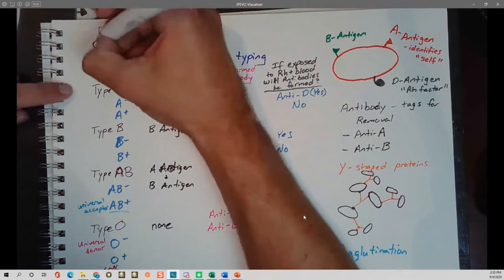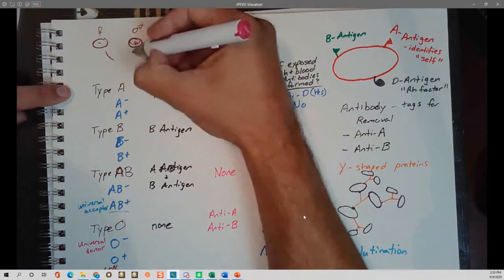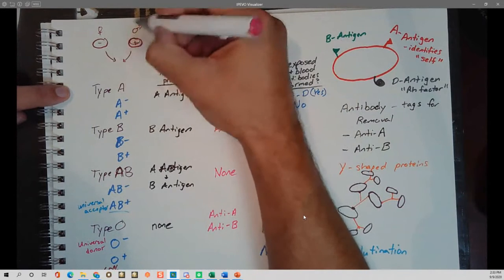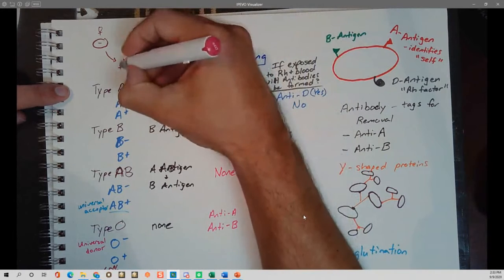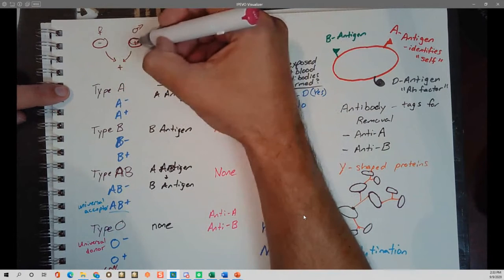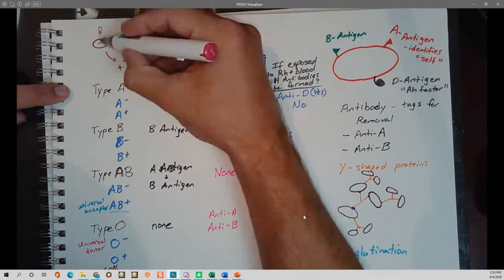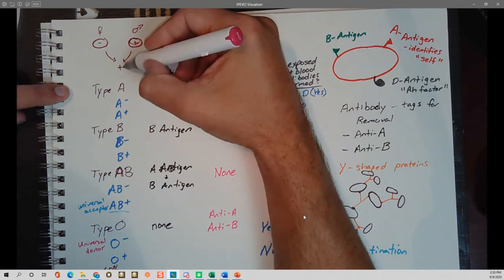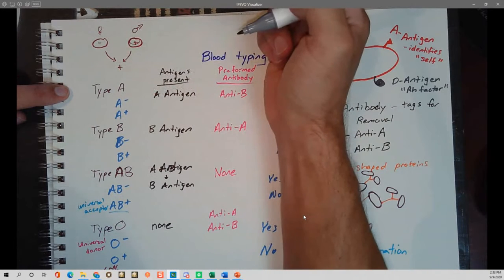Doesn't matter if mom is negative and dad positive, what do you know the offspring is going to have? It's going to have a positive type blood. Okay? If mom's negative and dad's negative, offspring will have a negative type blood. If mom's positive and dad's negative, positive, positive, positive, positive. So there's quite a few different ways to end up with positive blood.